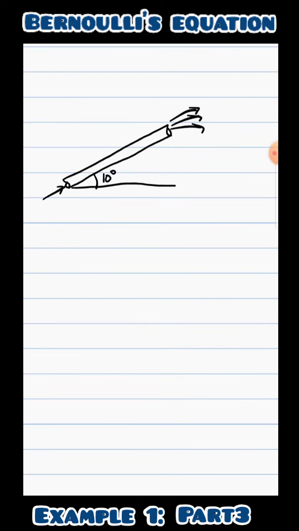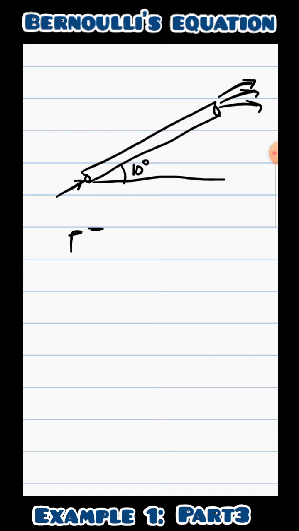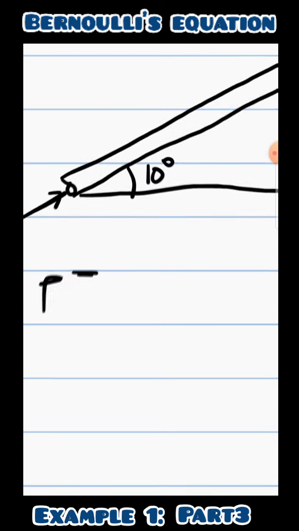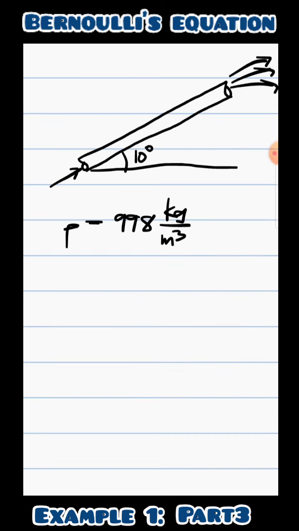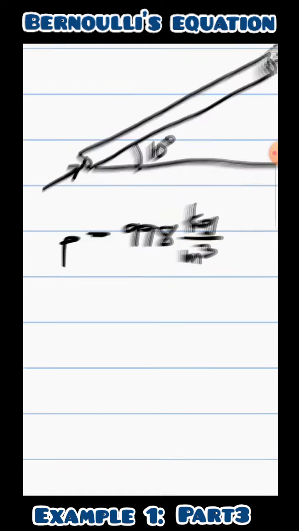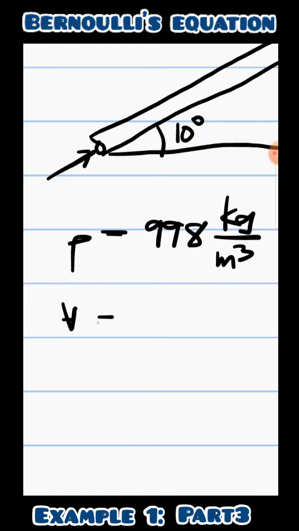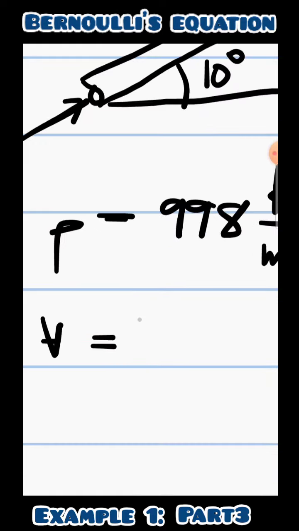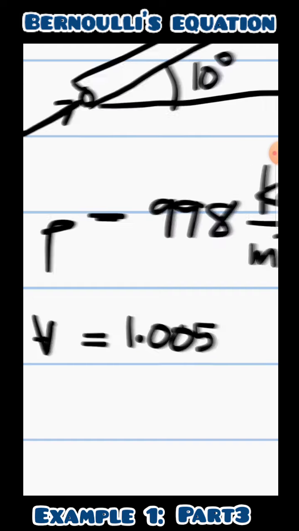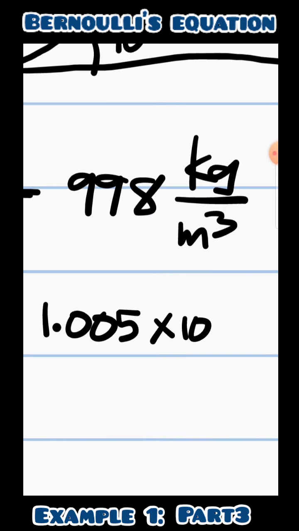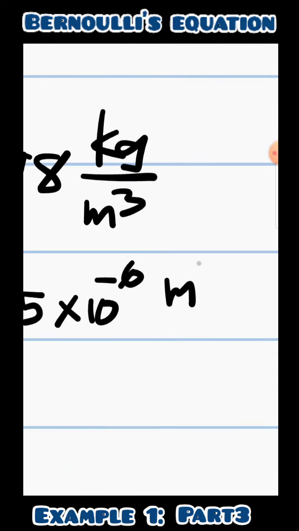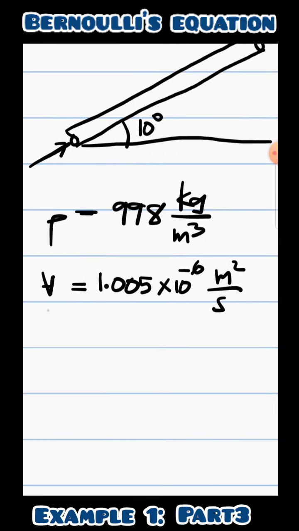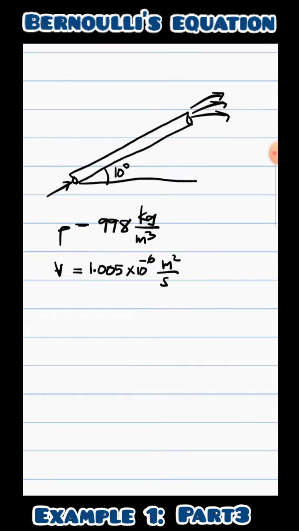Also, we're given the density of the fluid moving through it, and it says it's water that has a density of 998 kilograms per cubic meter and a kinematic viscosity of 1.005 times 10 to the negative 6. So it's a very small value for viscosity, meter squared per second. So that's the kinematic viscosity, right?